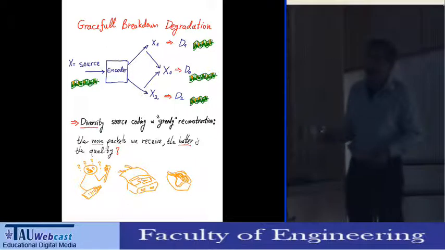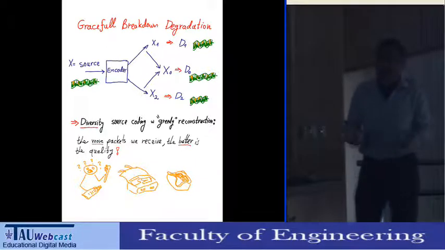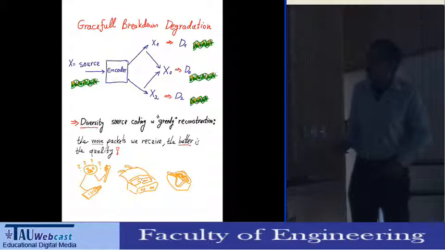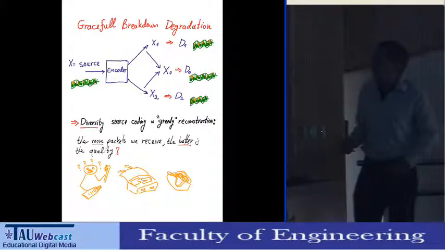If I get both of them, I get a better distortion D0. I am even more happy. But I can do something with whatever I get. I don't need to wait for acknowledgements and retransmission. So it's a kind of diversity in source coding, the idea of using diversity in source coding.